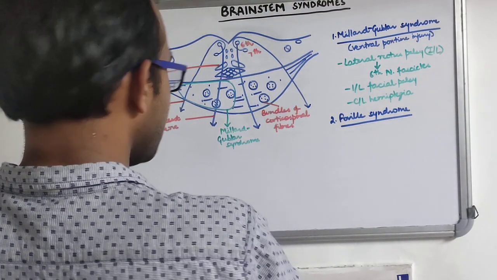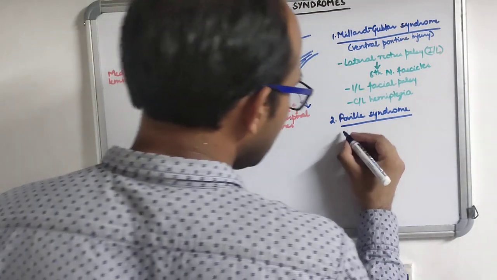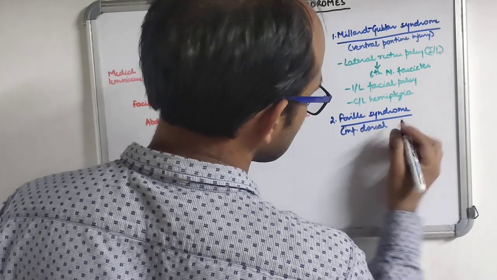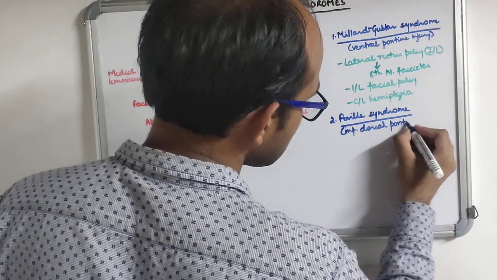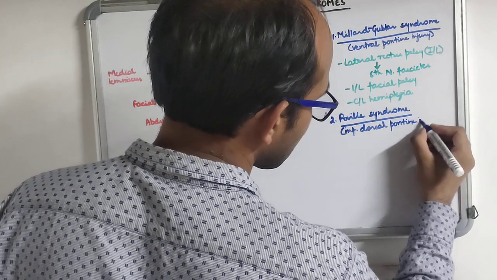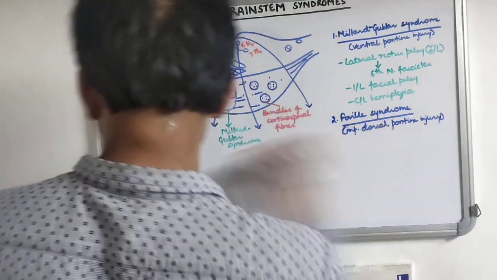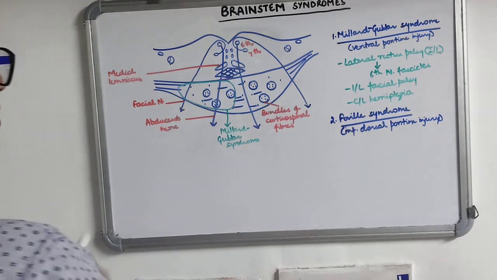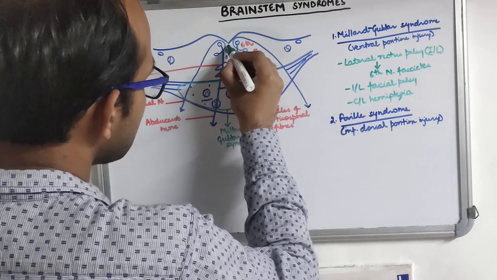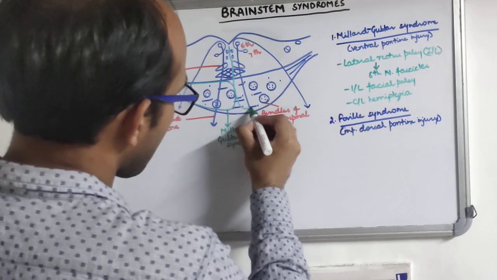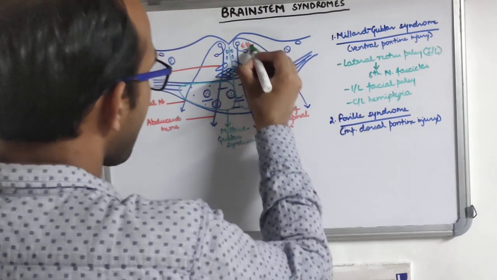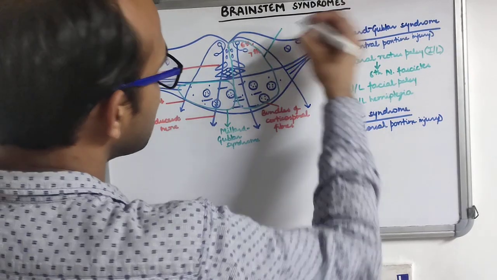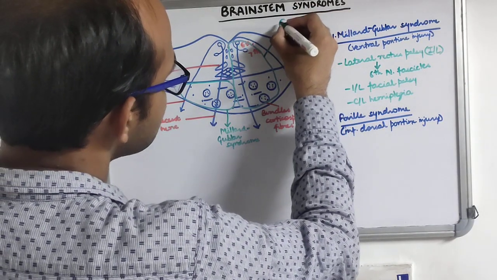It occurs when there is inferior dorsal pontine injury. So when there is inferior dorsal pontine injury, that means there is an injury here, so this one is the area of Foville syndrome.